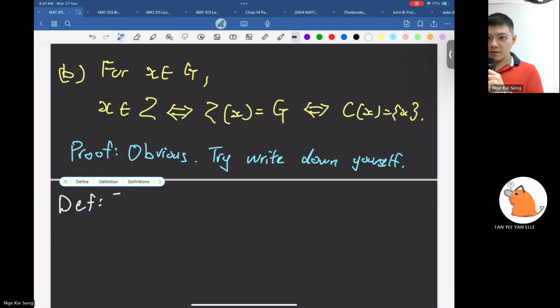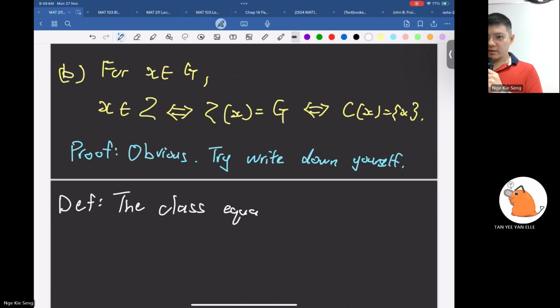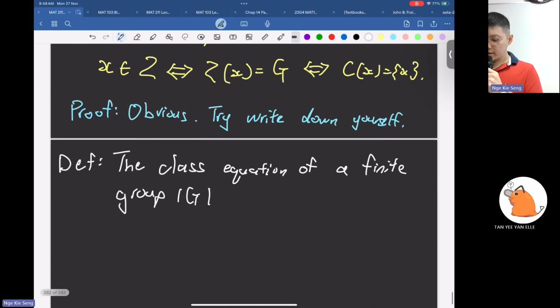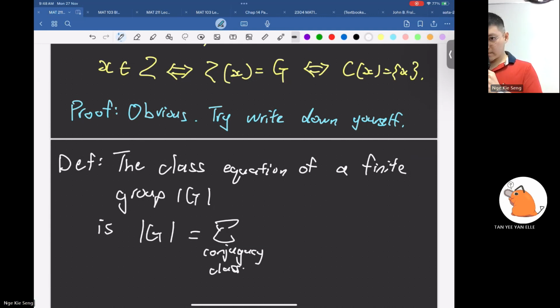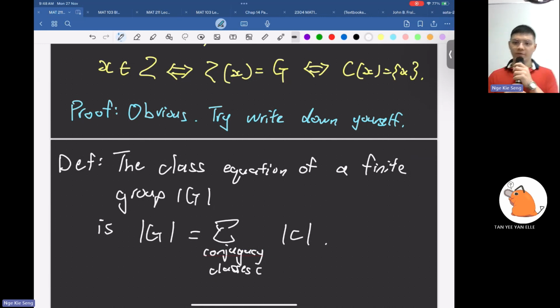Definition again. There is a thing we call the class equation of a finite group. The order of G is equal to the sum of the orders of the conjugacy classes, because conjugacy classes are the orbits that partition the group. So you can add up all of them to get the order of my group.